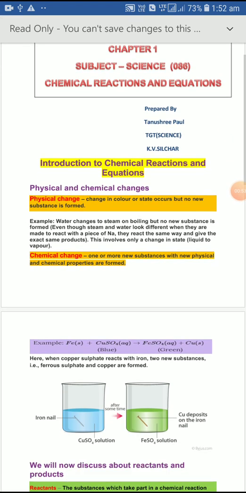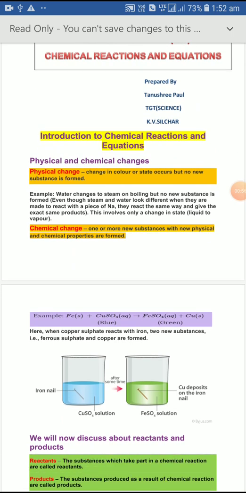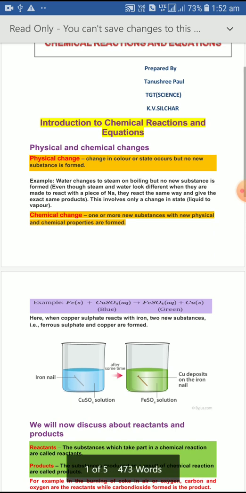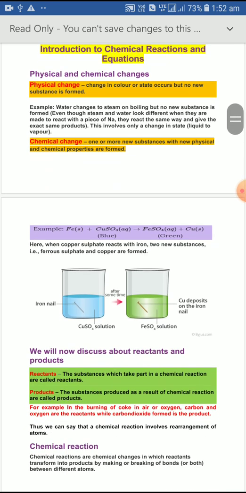Next is chemical change. In this change, new substances with new properties are formed. Suppose iron reacts with copper sulfate. Iron is a metal. When it reacts with copper sulfate, it forms ferrous sulfate along with the evolution of copper. The color changes. That means two new substances are produced, that is ferrous sulfate and copper. In the picture itself you can see.